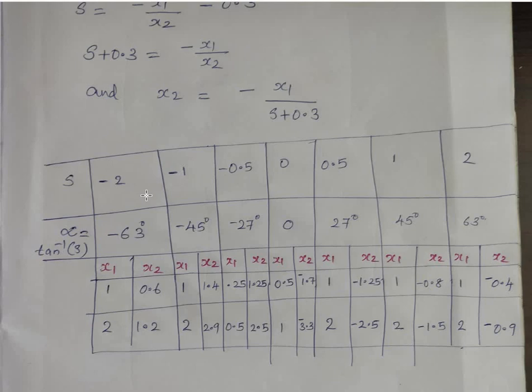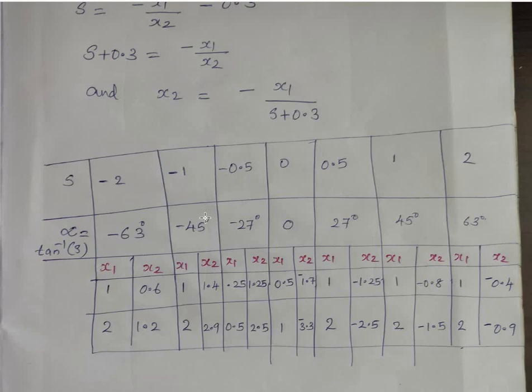First, in the first slope, that is at s is equal to minus 2, I am taking 1 and 2 as the values for x1. If I substitute x1 as 1 and s is equal to minus 2 in this equation, I will get the value of x2 as 0.6. Again, take x1 as 2 and s is minus 2, I will get x2 is equal to 1.2.